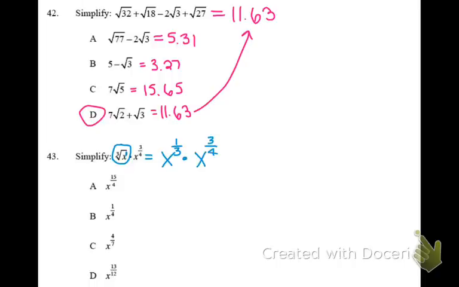3/4. Now since you're multiplying your bases, what you want to do is add your exponents. So those two you are going to add together. So that gives you 1/3 plus 3/4, which gives you 13/12, which is letter D.